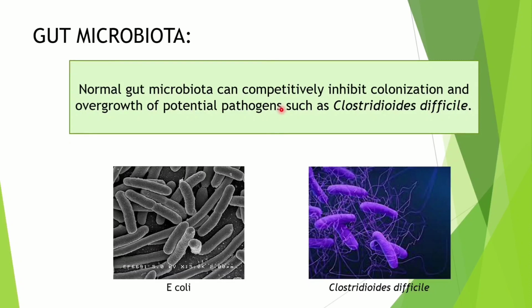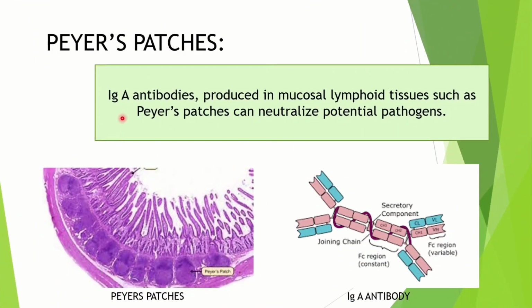One example shown here is E. coli. These produce vitamins like B12, thiamine, riboflavin, and apart from these they confer immunity and also inhibit colonization and overgrowth of potential pathogens such as Clostridioides difficile. Another important defense mechanism are the Peyer's patches. They are present in the ileum and they produce IgA antibodies and can neutralize potential pathogens.